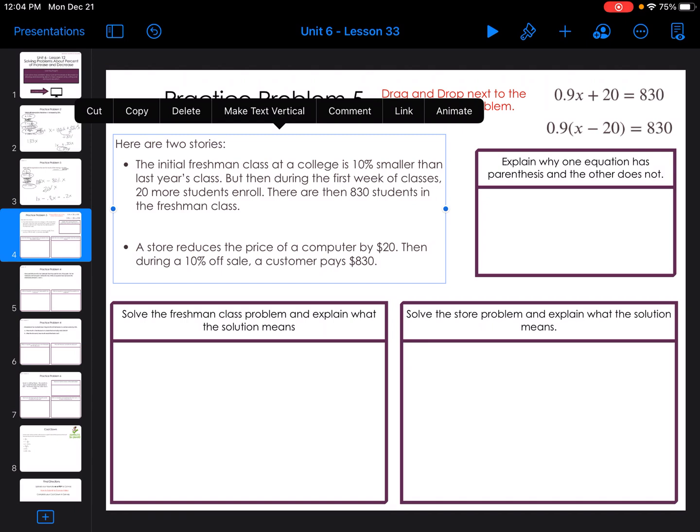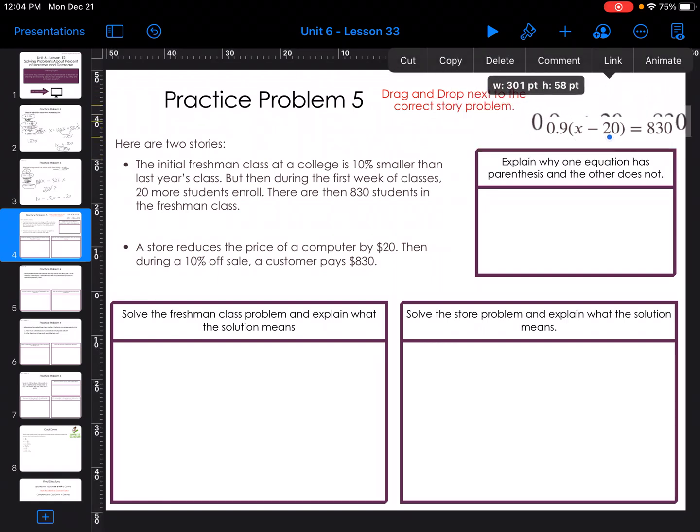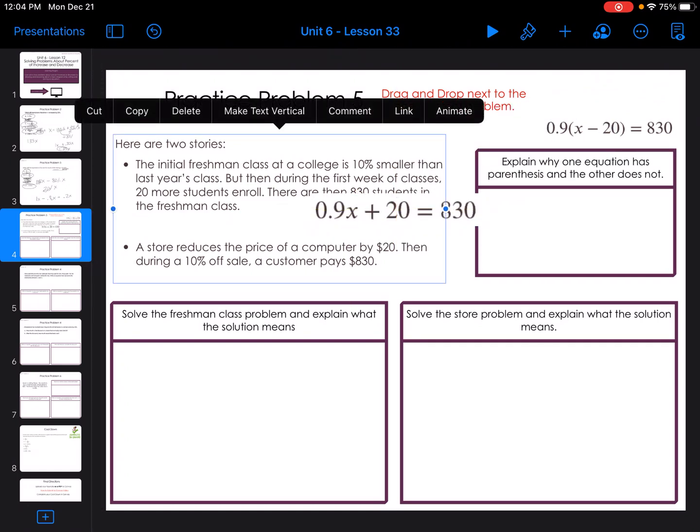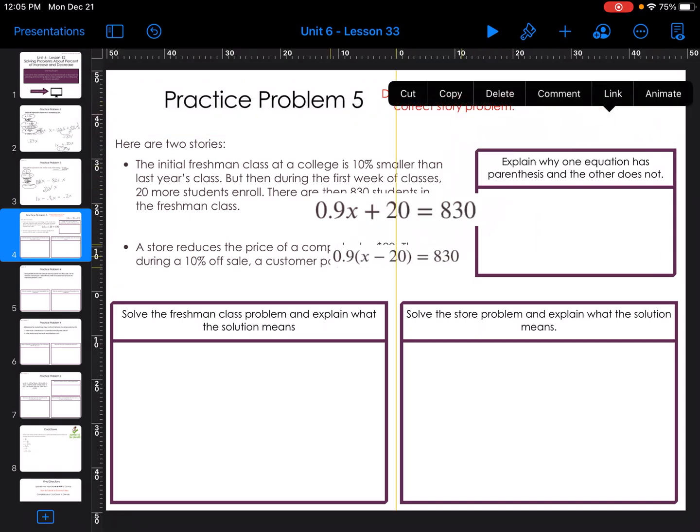Okay. So that 20 students is going to be its own thing. So 100 minus 10% is going to leave me with 90%, plus those 20 extra students. Then a store reduces the price of a computer by $20. Then, during a 10% off sale, the customer pays $830. So they reduced it by $20, then did the 10% reduction. So that tells me that I get 10% off that 20 too.